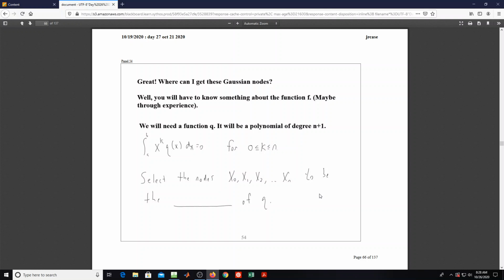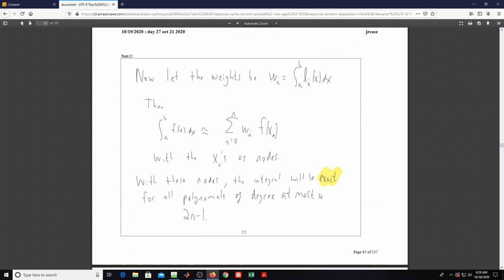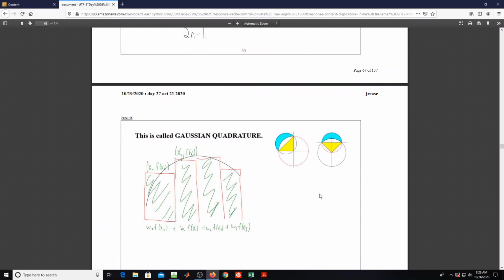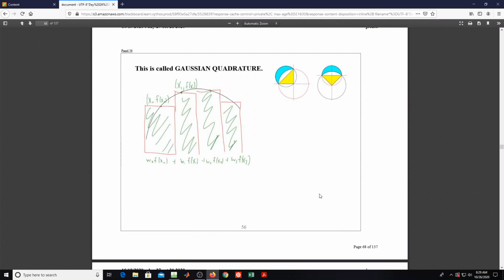Okay, so we're going to select the roots of q. And then we're going to let the weights be the integral of this cardinal function times f of xi. And it's going to be exact for polynomials up to degree 2n minus 1. Exact. And this is called Gaussian Quadrature.